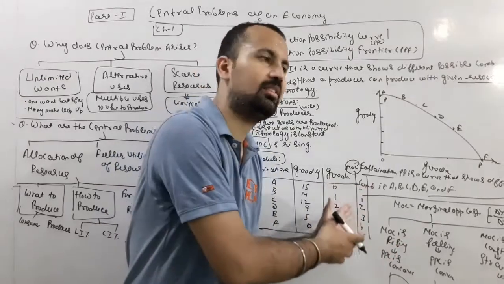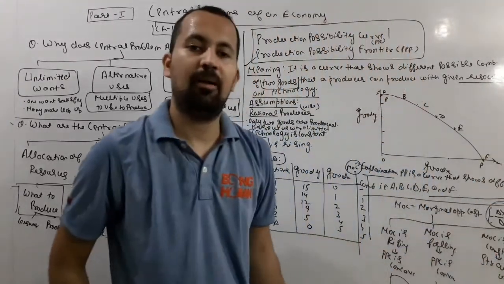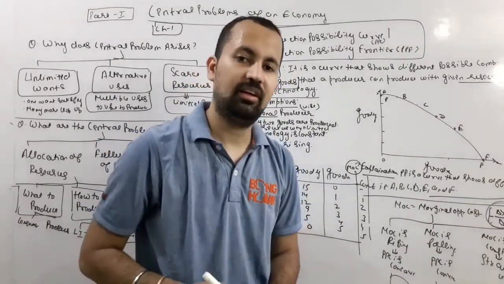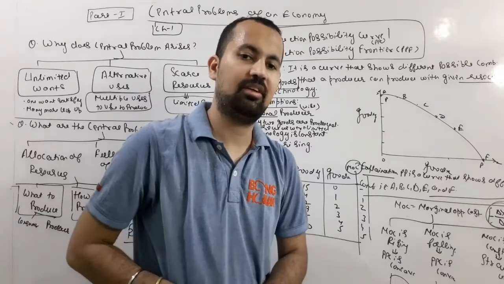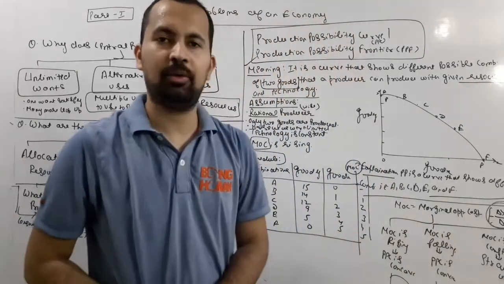Because with the help of this formula only, you will get a number of numericals to solve, that is whether MOC is rising, falling or constant. If MOC is rising, shape is concave. If MOC is falling, shape is convex. If MOC is constant, shape is a straight line. Remaining we will continue in the next class.